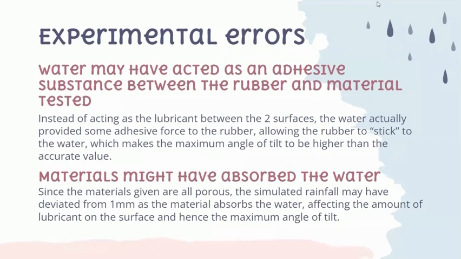Moving on, I will be talking about the possible experimental errors which may have affected the results. Firstly, the water may have acted as an adhesive instead of a lubricant between the two surfaces, allowing the rubber to stick to the tile instead of slip. Secondly, given that the materials are all porous, some of the water may have been absorbed, lowering the actual volume of water present on the surface, resulting in less water on the surface than what we defined. Hence, the more porous materials will have less lubrication from the water. These two errors will increase the maximum angle of tilt, thus resulting in a larger value of tangent theta, resulting in a coefficient of static friction that is larger than the accurate value.